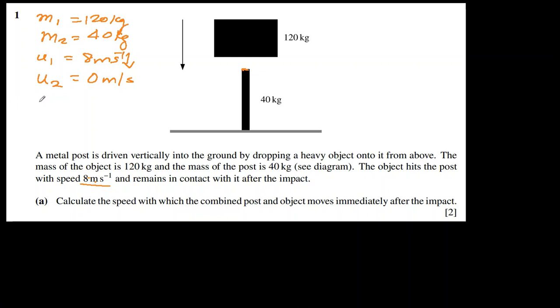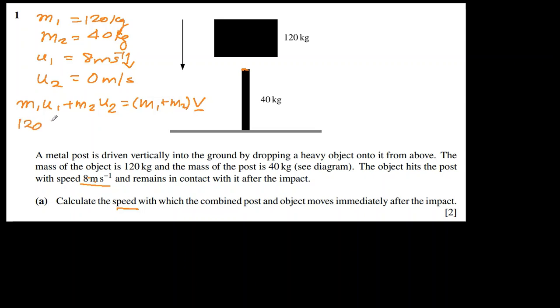Now after the impact they are combined, so we will use the conservation of momentum in this case, and the formula for that is m1 u1 plus m2 u2. That is the total momentum before the impact. After the impact they combine, they are one mass and they move together. And the question is, what is the speed with which it moves immediately after impact? Obviously it will go down, so we'll get a positive velocity for this.